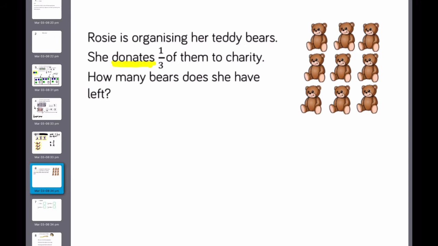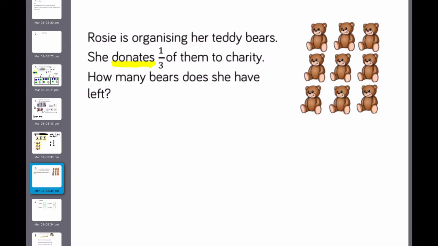Well done. It means give. If you donate something, you give it. So she's giving her teddies to charity. She's given 1/3 of them to her charity. How many bears does she have left? So this problem isn't asking us what 1/3 is. It's asking us to work out how many bears she has left.